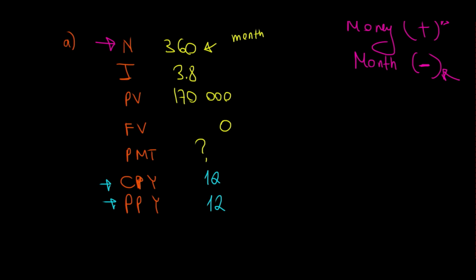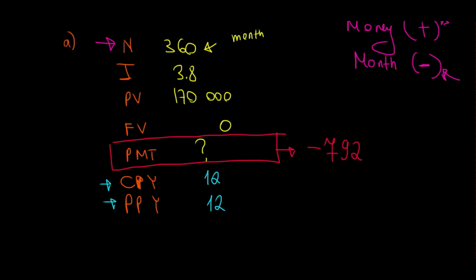With that being said, you work with your calculator, and when you get to the PMT, you click on it and it's going to give you the answer. The answer should be minus 792, which is how much you pay per month so that you pay back the loan in 30 years, including the interest that you owe the bank. Hope this was clear. That's question A.